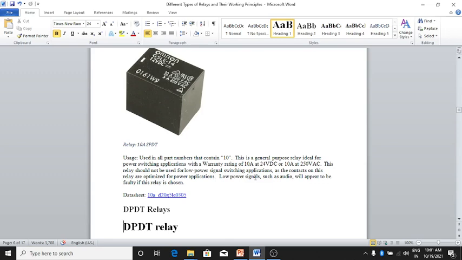This relay should not be used for low power signal switching applications as the contacts on this relay are optimized for power applications. Low power signals such as audio will appear faulty if this relay is chosen. Clear?